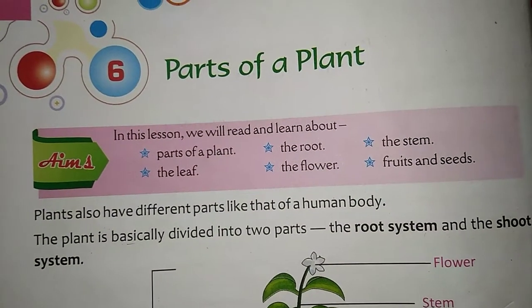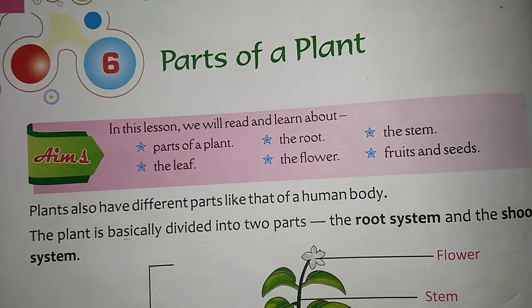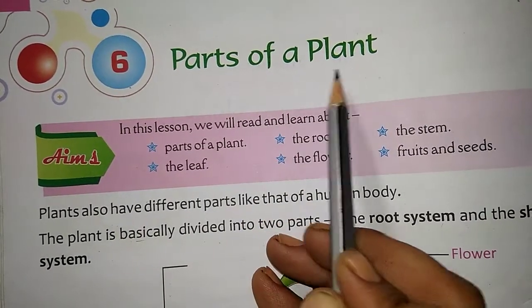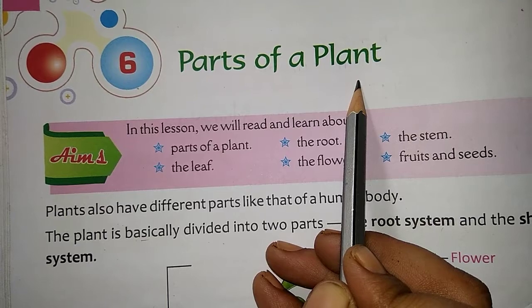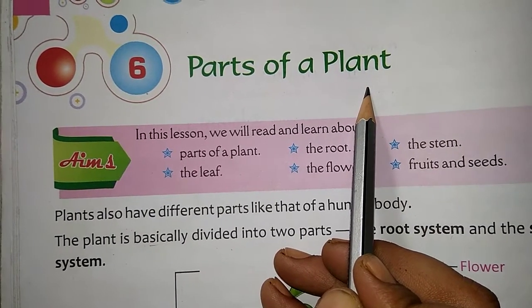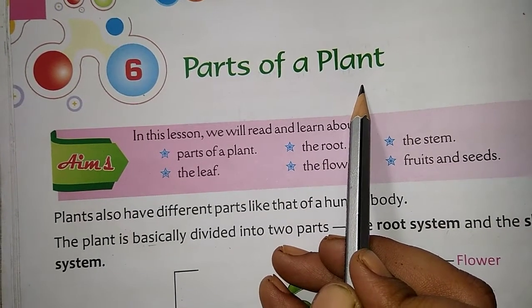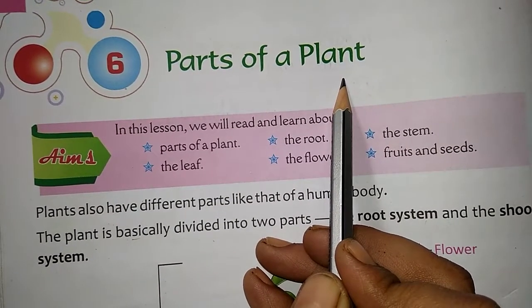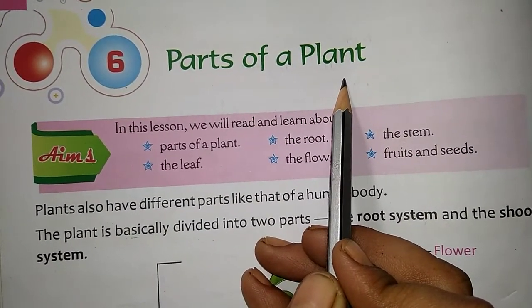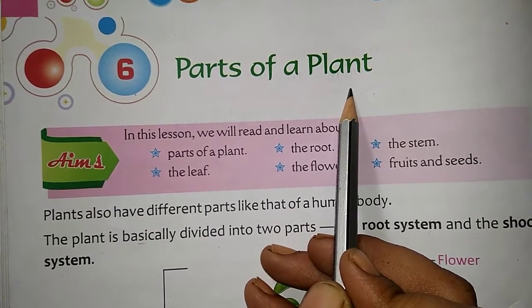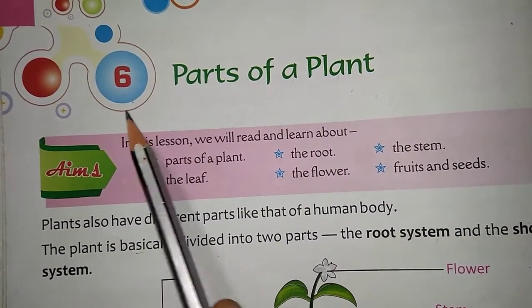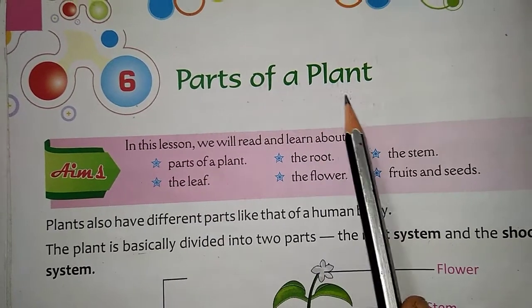Hello children, today we are going to begin lesson number 6, parts of a plant. Now today I am giving you reading. So children, open your science textbook and keep your fingers. Lesson number 6, parts of a plant.